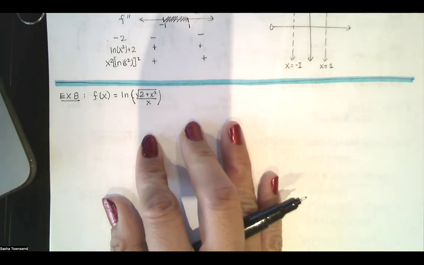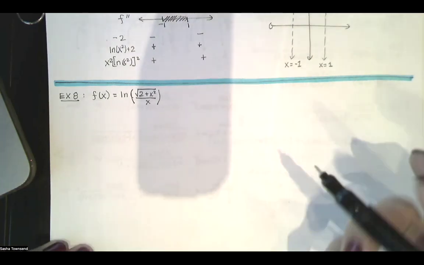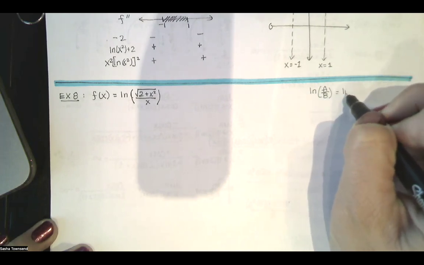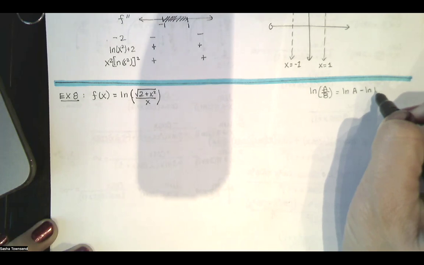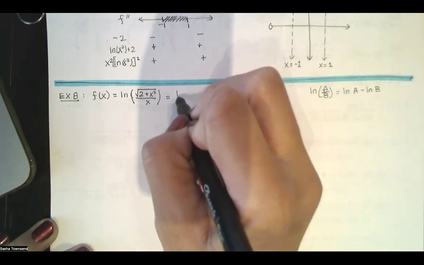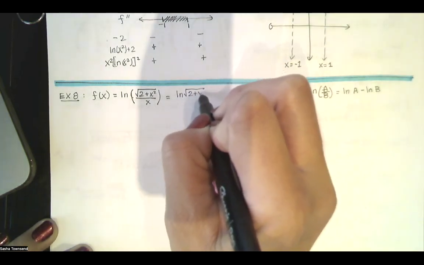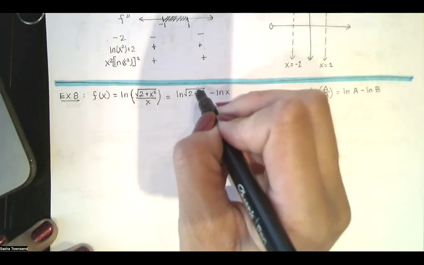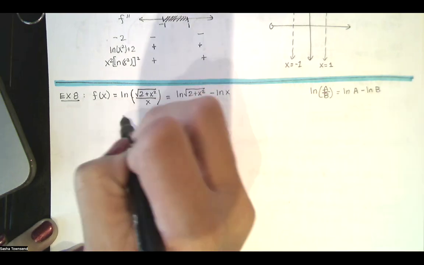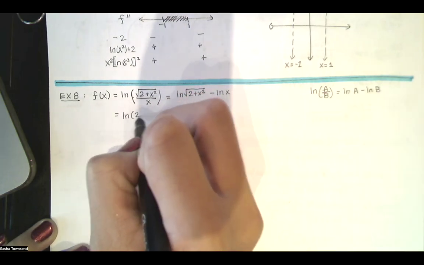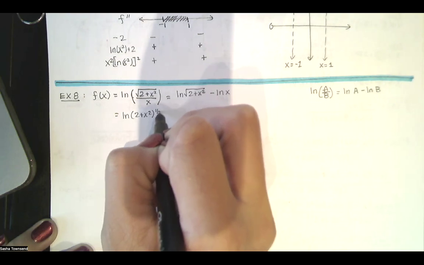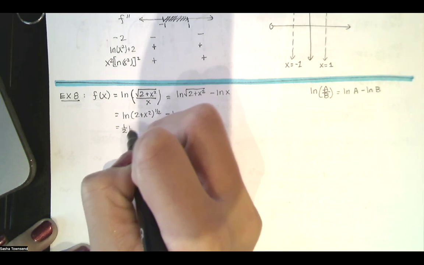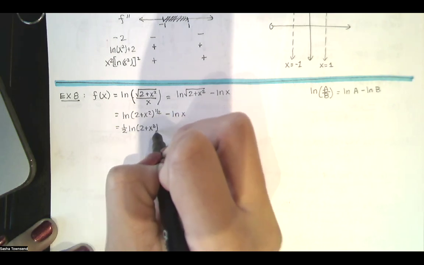For our eighth function involving a logarithm, we have this. Now remember, if we have the log of a quotient, we can write that as log of the numerator minus log of the denominator. So this is actually log of that square root of 2 plus x squared minus log of x. And then we can write that square root as a 1/2 power. And you can bring the 1/2 out front. It'll make it a little easier to compute the derivative.